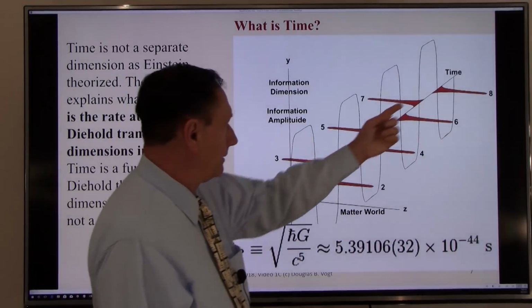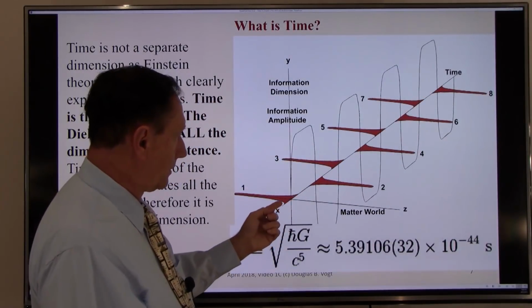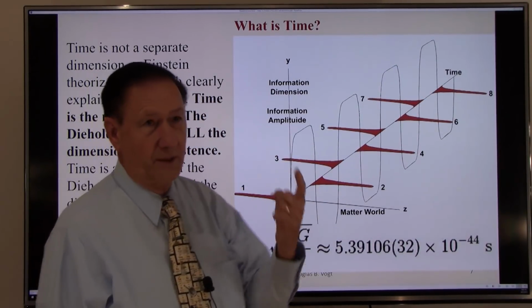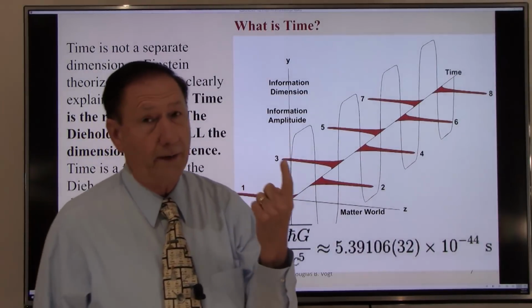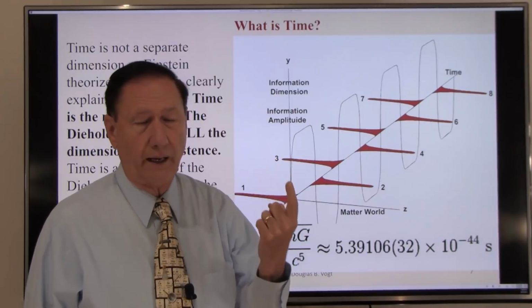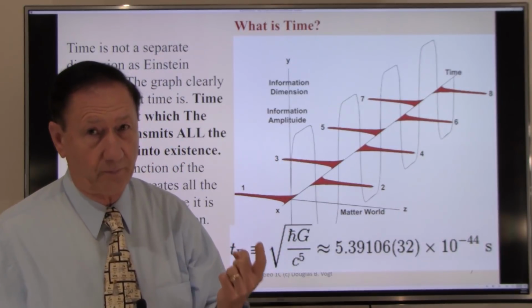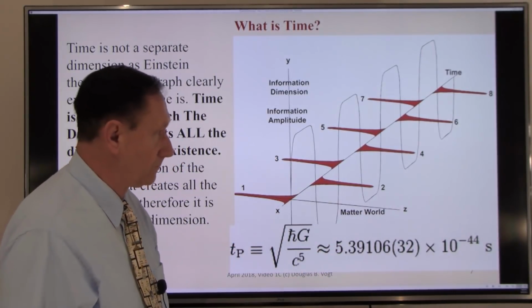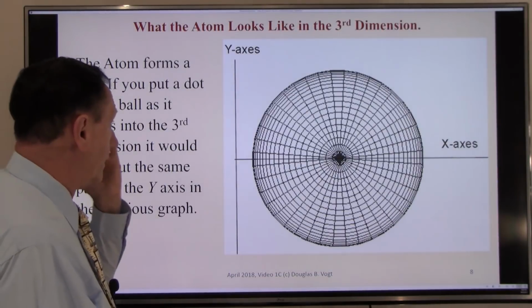Now, you can also see what time is. With all the dimensions, I can tell you what time is in one sentence. I don't have to write a whole book. Time is the rate at which the Diehold transmits our information. That's it.